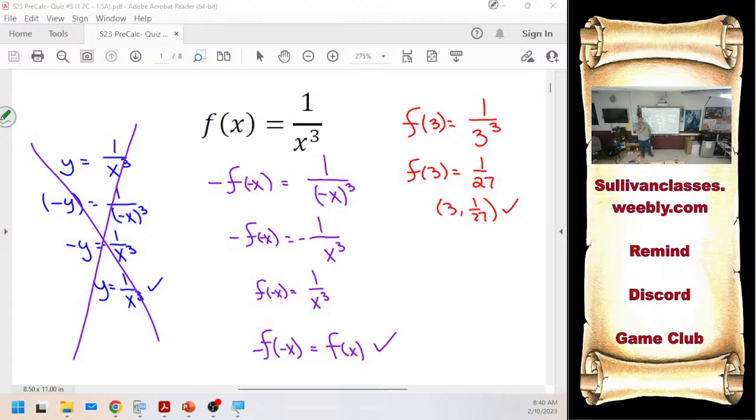Now how do I support that origin symmetry? Negate both, just like I did x and y over here. So now I'm going to say if I negate both, I should be able to put in a negative 3, and I'll get out a negative 1/27th. And sure enough, I get negative 1 over 27. So the point negative 3, negative 1/27th is on my graph.